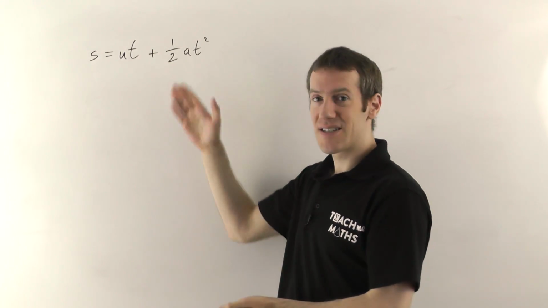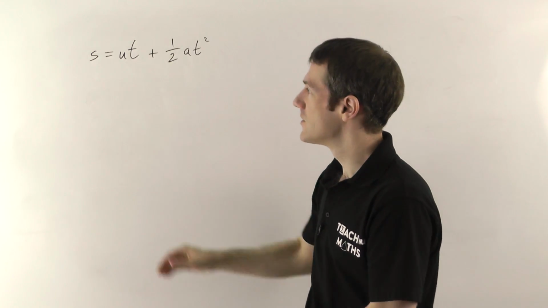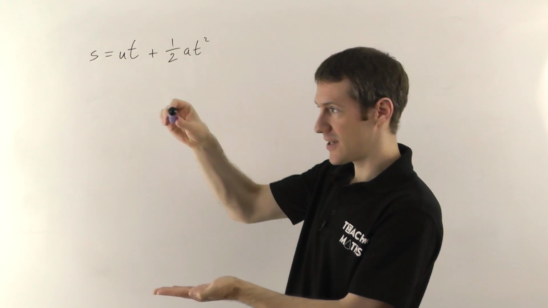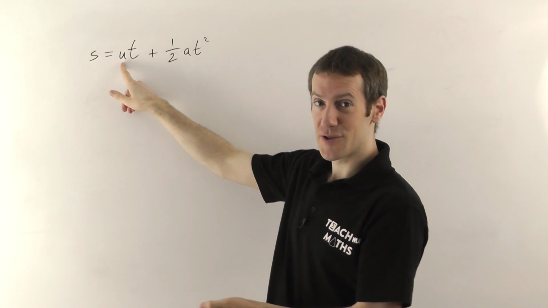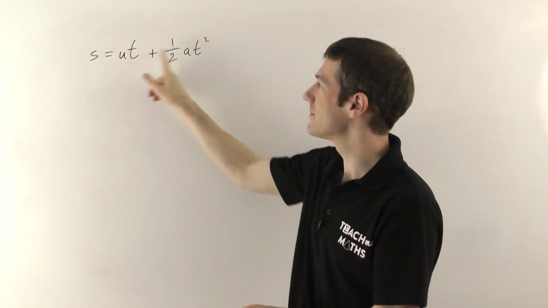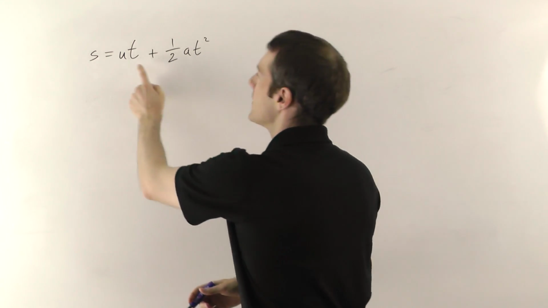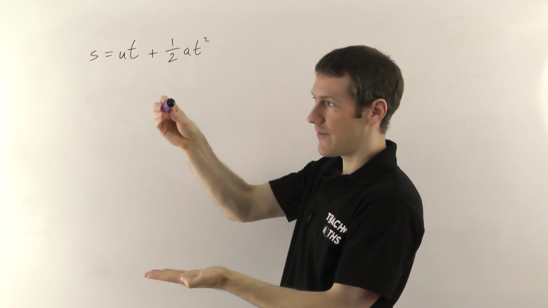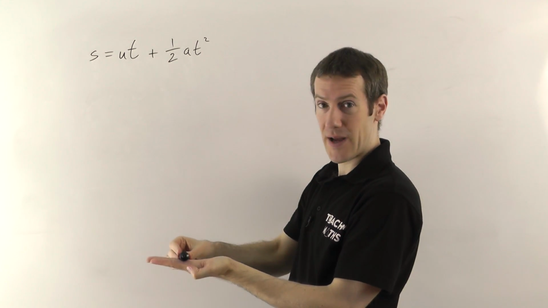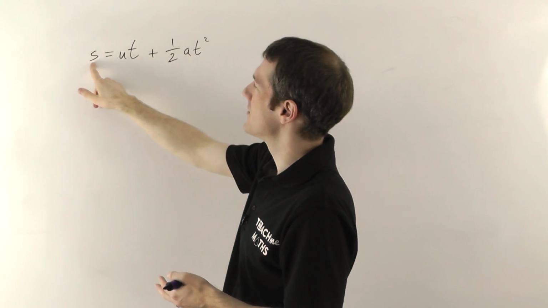And then these other letters tell you the other things to do with this motion of the pen falling. So s is the distance that it takes when it falls from where I let go until it hits my hand. u is the initial speed, t is the time, and a obviously is the acceleration. So if you know the initial speed, the time, and the acceleration, you can work out the distance. I can work out how far it is from where I let go of the pen until it hits my hand.